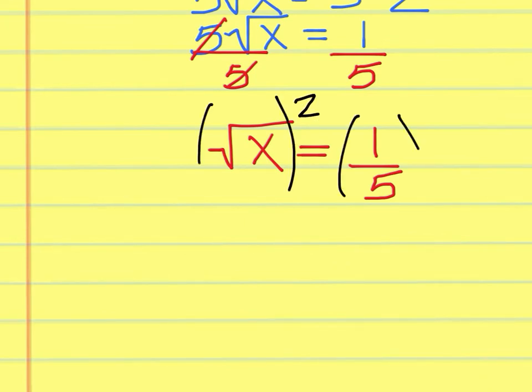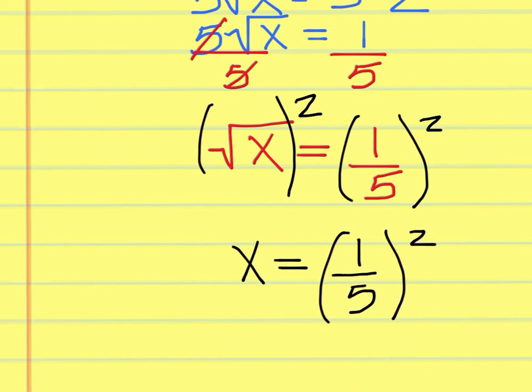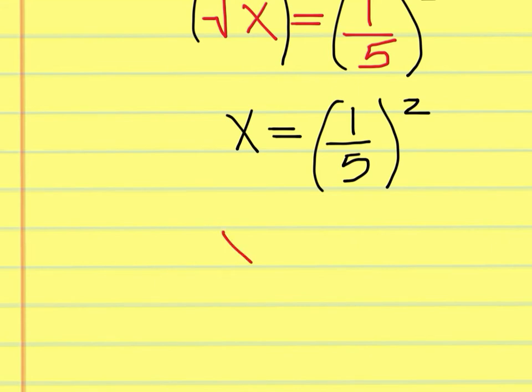Square both sides to get rid of the square root symbol, and be left with x equals the square of 1/5, which comes out to be 1 over 25.